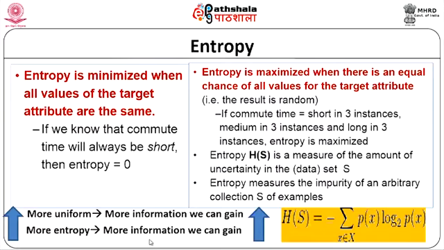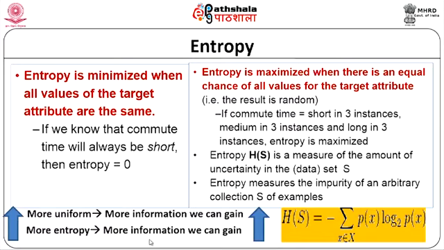Entropy is maximized when there is an equal chance of all values of the target value. So, suppose I have a subset of 50 samples, and half belong to one value and the other half belong to the other value of the target attribute, then that is the most impure. If commute time is short in 3 instances, medium in 3 instances and long in 3 instances, entropy is maximized, that is equally divided.